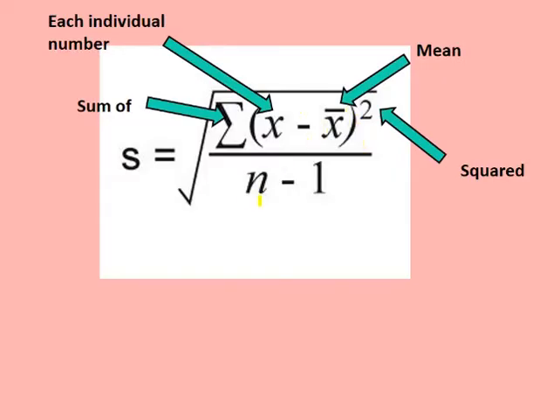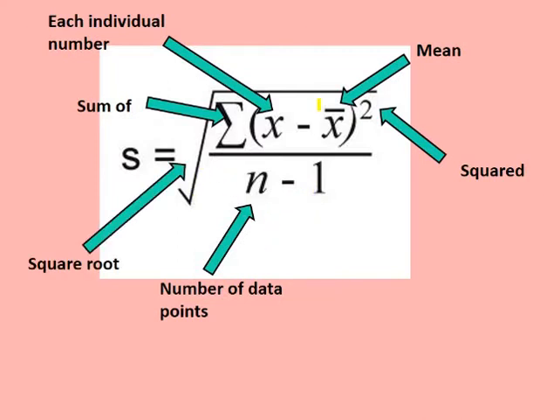Then if we go underneath, we've got this n. That's the number of data points in that particular data set. And then it's always minus 1 there. Final step is this shape here, and that of course is the square root. So I'll work through an example with you, and then you can have a go at doing this yourself.